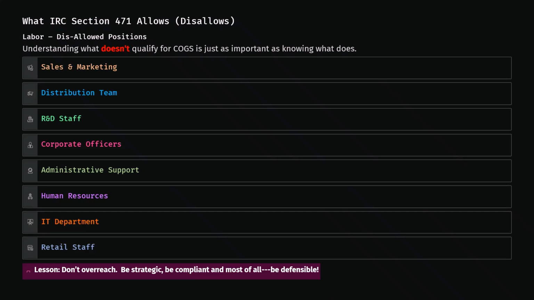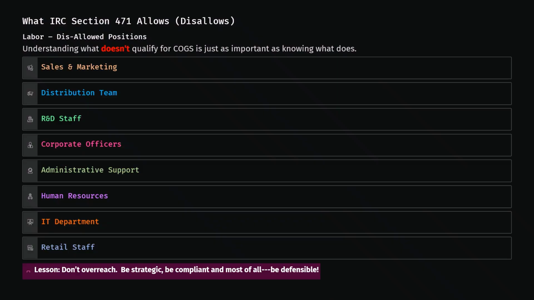You've got your administrative support, which includes admin assistants, receptionists, office managers, and employee relations staff. Even if they're helping the grow manager schedule meetings or file paperwork, they're considered general and administrative, and they're fully disallowed.